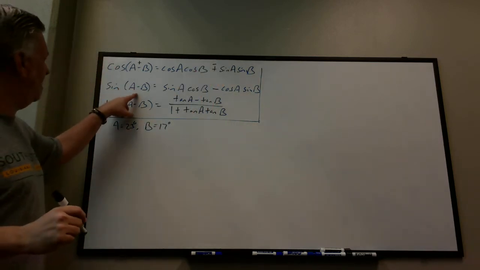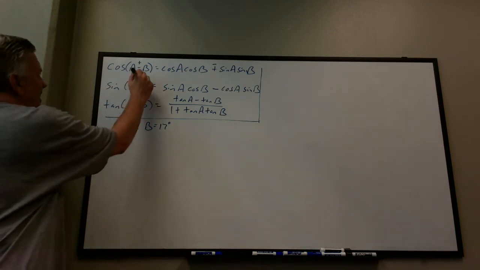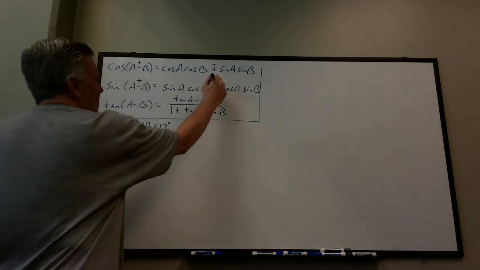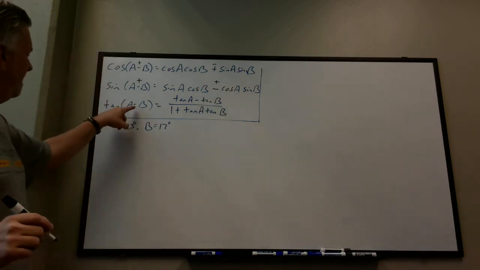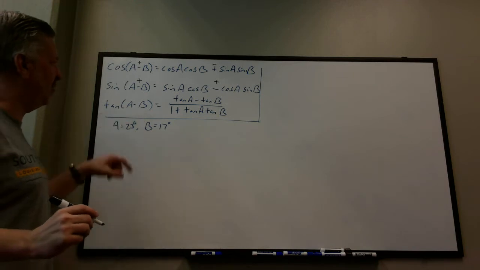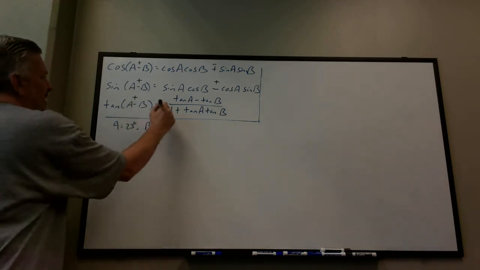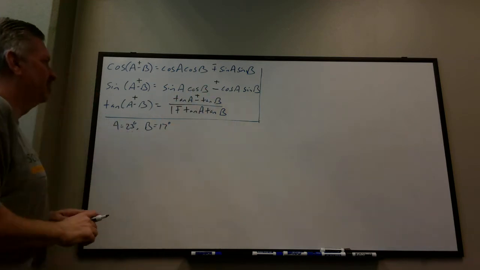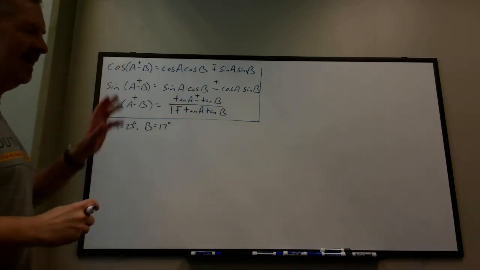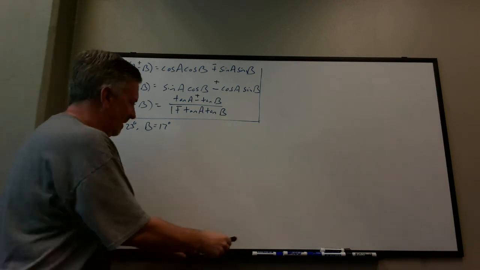Likewise, sine of A minus B is sine A cosine B minus cosine A sine B. If I do a plus here, sine of A plus B, this turns into a plus here. And tan of A minus B is tan A minus tan B over 1 plus tan A tan B. If I put a plus sign here, this one turns into a plus, and this one turns into a minus. Okay, so that way we can have them in front of us as we go through the lecture.